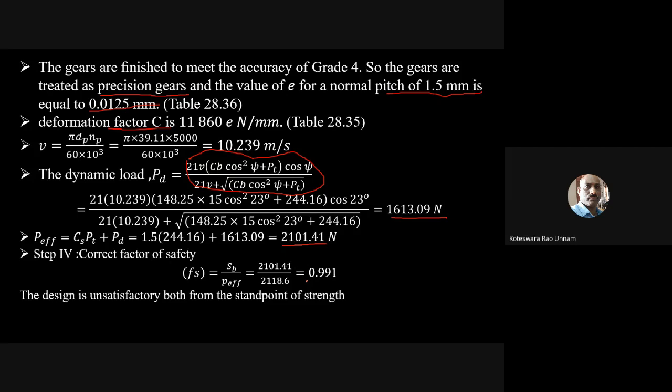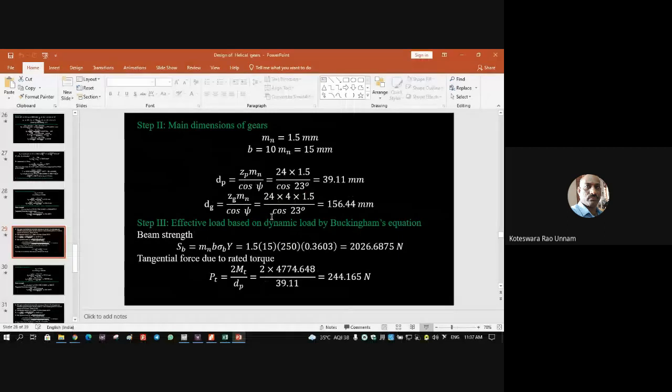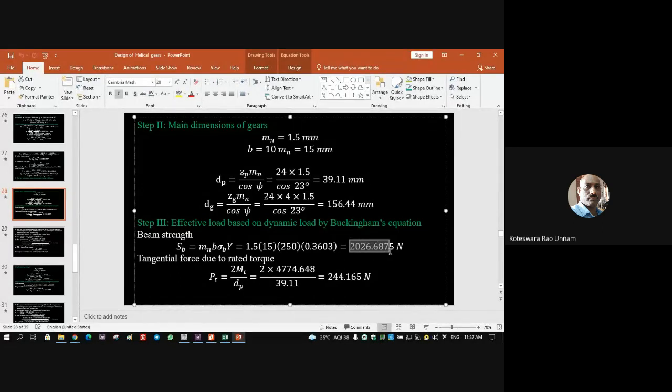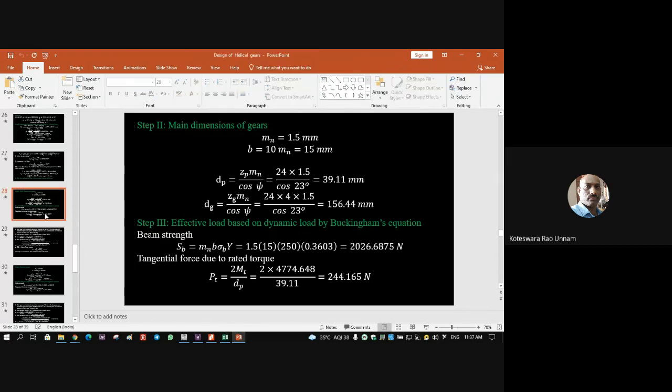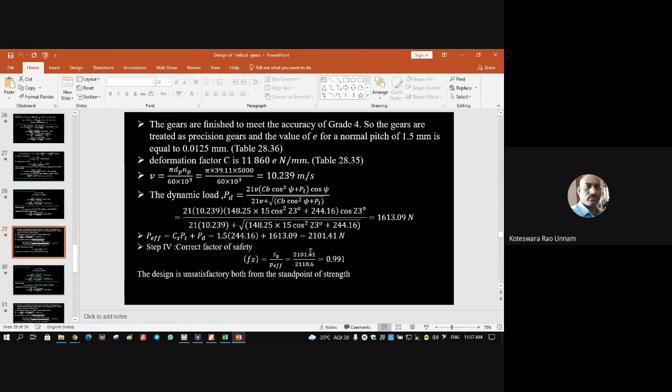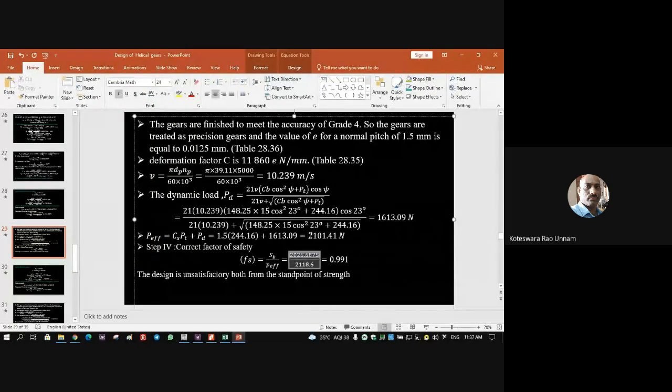If you calculate that, you will get the factor of safety. Anyway, I'll check that. I'll modify that also, and we'll check what the factor of safety is. For beam strength, this is the value you need to consider. This is the beam strength value. So here you have to take beam strength, and here you have to take P effective. The denominator should be your P effective.